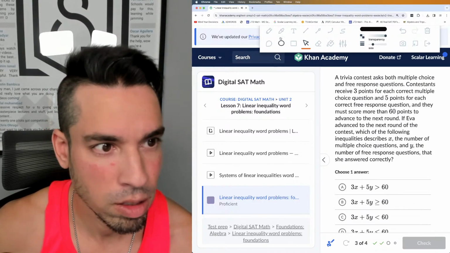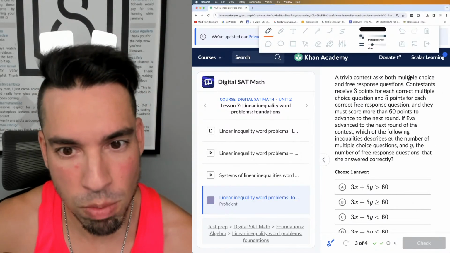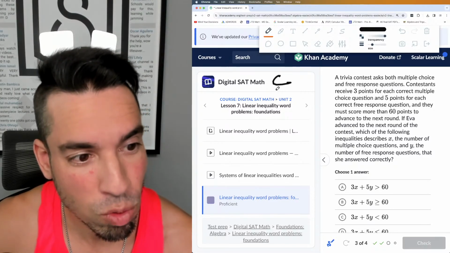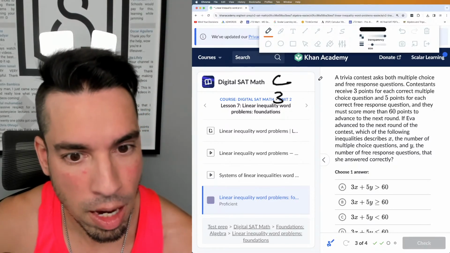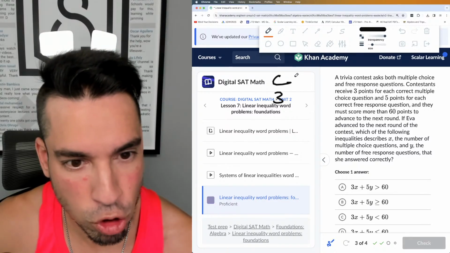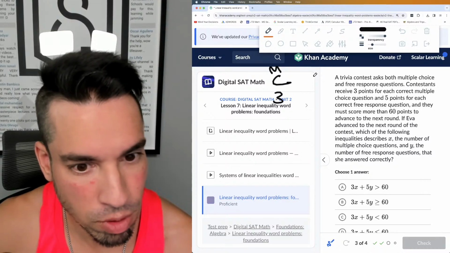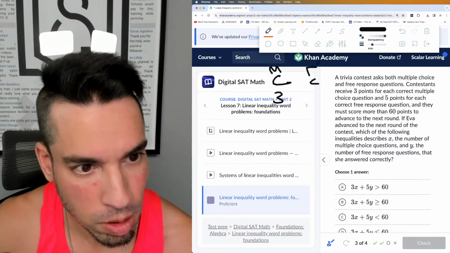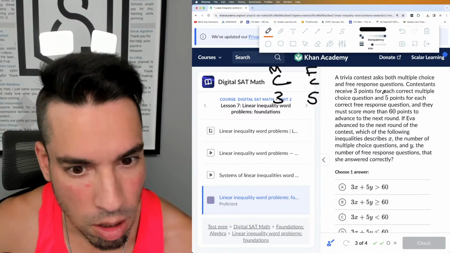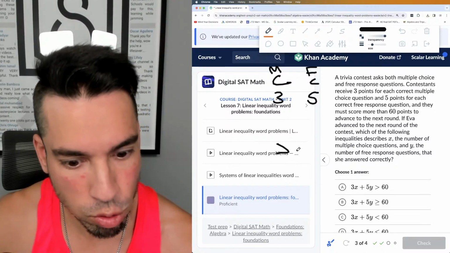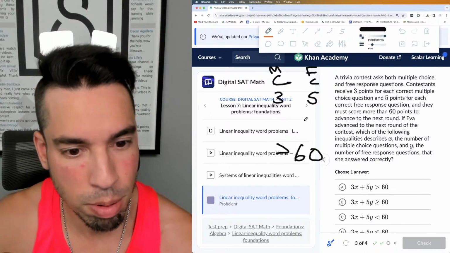Moving on. Next, here we go. A trivia contest has both multiple choice and free response questions. Contestants receive 3 points for every correct multiple choice, and 5 points for every correct free response. And they must score more than, not more than or equal to, more than 60 points.